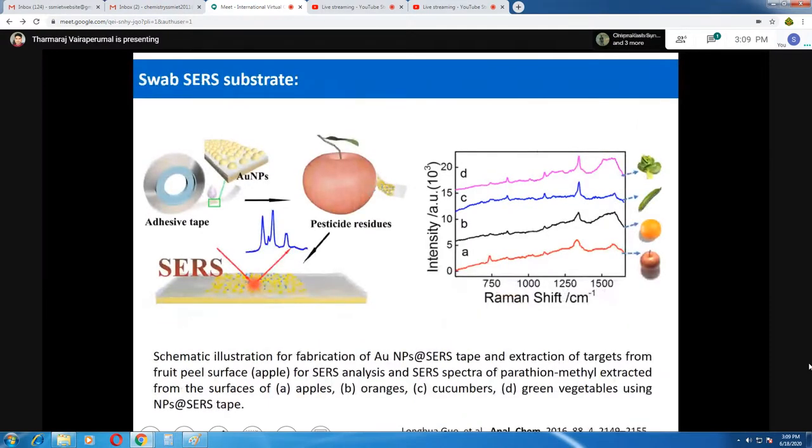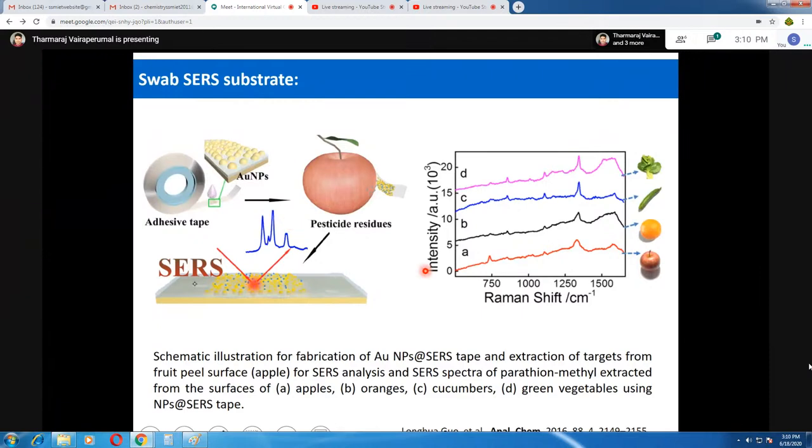This is a very simple and very interesting substrate, the swab substrate. We usually use tape, and decorate the gold nanoparticles inside the tape. That's simple, there is no need for any Raman reporter or any binding receptor. Just decorate the gold nanoparticles on the tape. You can stick it on a vegetable surface or any surface with the pesticide, and then with the Raman you will get the pesticide signal. It is very simple.